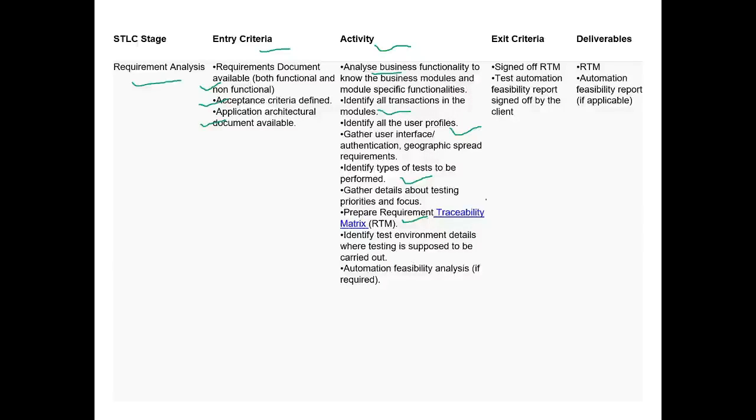Once this is completed, what is the exit criteria of this phase? When you come out of this phase, you should have the requirement traceability matrix with you and the test automation feasibility report. So when you do requirement analysis, you should have the requirements document available with you, and when you come out of this phase, you should have the requirement traceability matrix and the test automation report with you. This is what is needed in deliverables. You can see the entry and exit criteria.